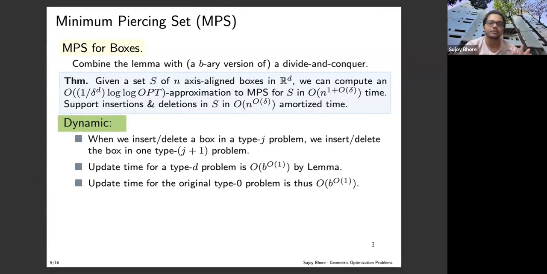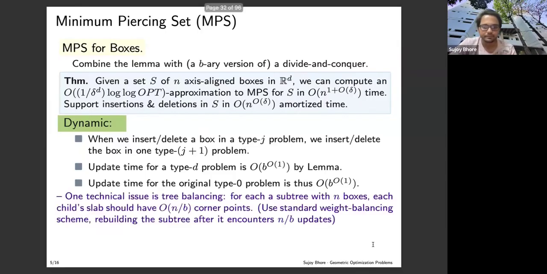So the dynamic version is a fairly easy extension at this point. Whenever we insert or delete a box in the type J problem, we will insert or delete the box in one type J plus 1 problem. So the update time is simply B to the order 1 by the lemma, and the update time for the original type 0 problem is going to be B to the order 1.